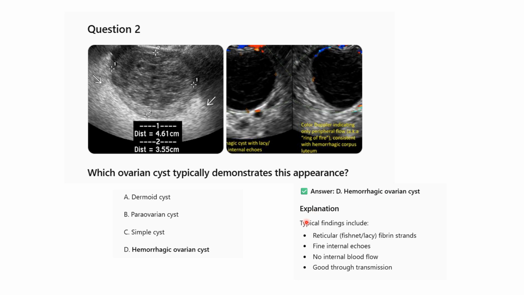The explanation: typical findings include reticular or fishnet-like fibrin strands. So these are the fibrin strands from the blood there. That is what is called the fishnet appearance. Fine internal echoes, and then no internal blood flow. Good through transmission. That's why we are having posterior acoustic enhancement there. There's enhancement there posteriorly. So those are the characteristics of a hemorrhagic ovarian cyst.